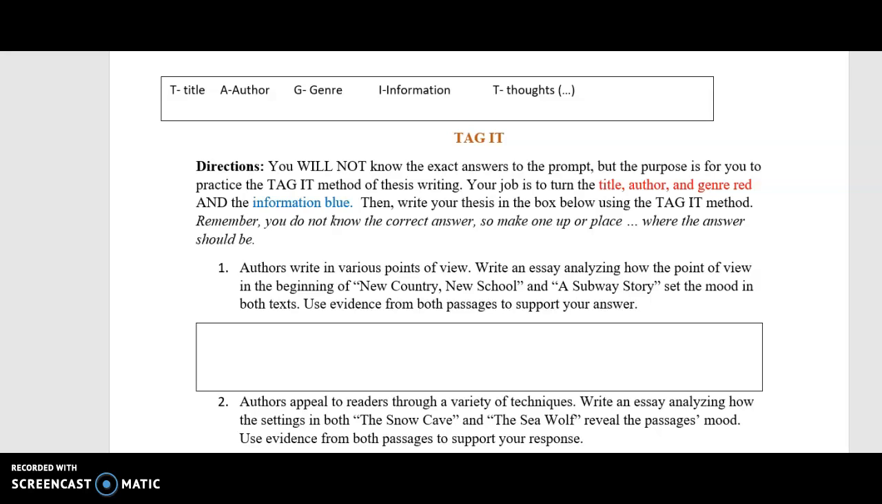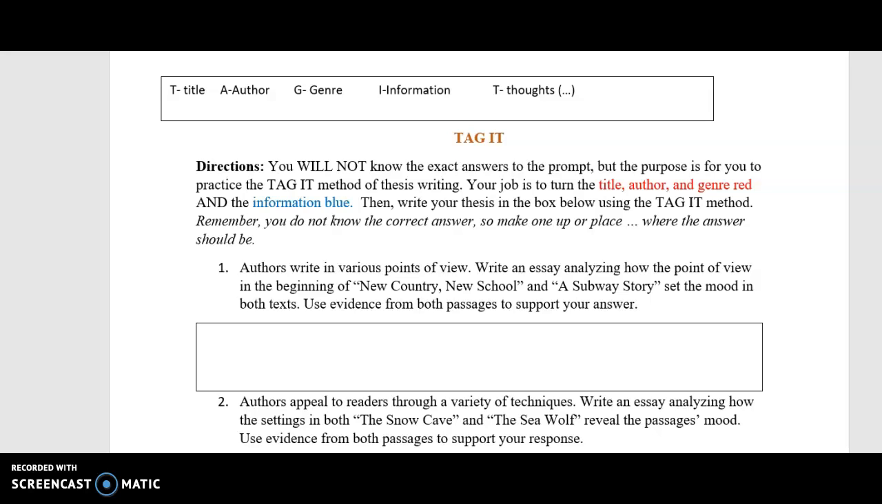So we are using the TAG IT method. T is for title, A is for author, G is for genre, I is for information, T is for thoughts. Okay? So what we're going to do is find the TAG IT inside the prompt that is given to us, and then write one sentence based off of all the things we color code. So the first thing we need to do is read our prompt.